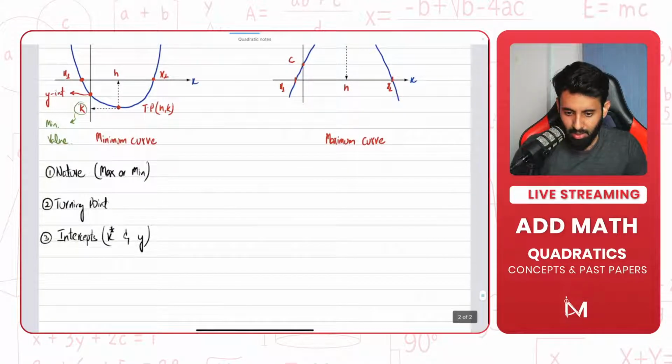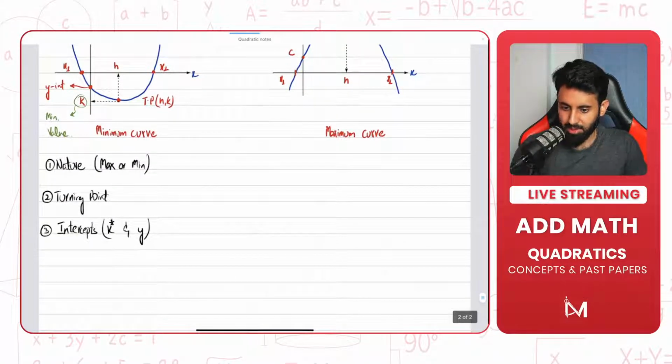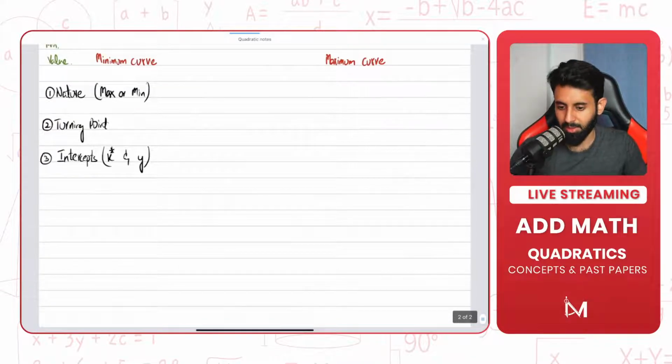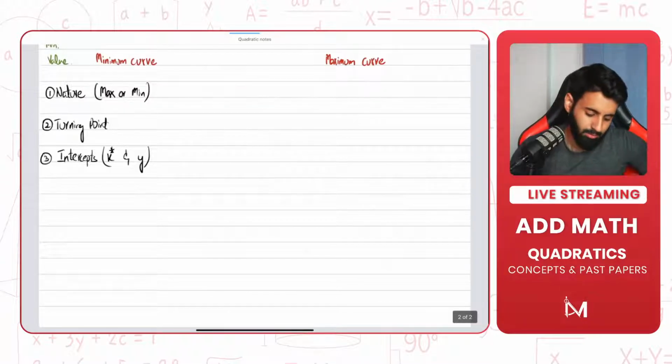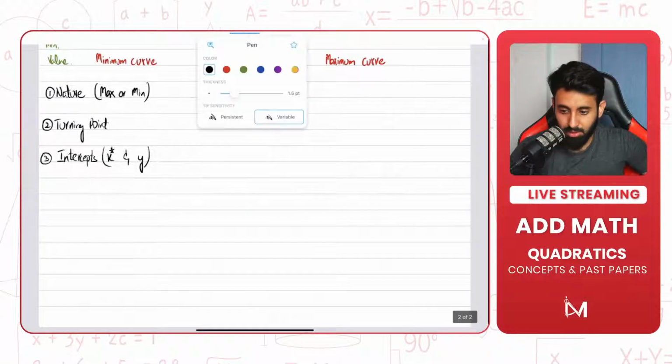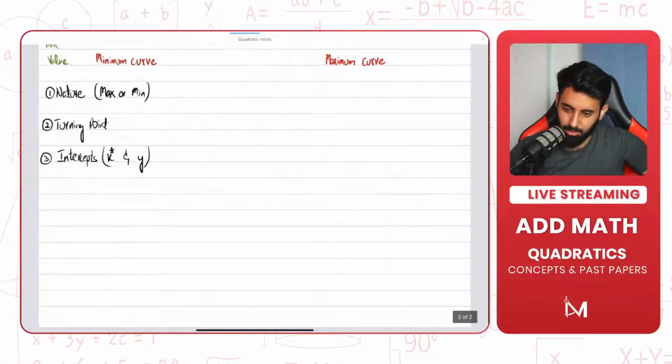Now, the question is, how do we determine all these things? How do we determine the nature? How do we determine the turning point? How do we determine the intercepts? Now, finding out the nature and the intercepts are pretty easy. But finding out the turning point is where we will spend most of the time.